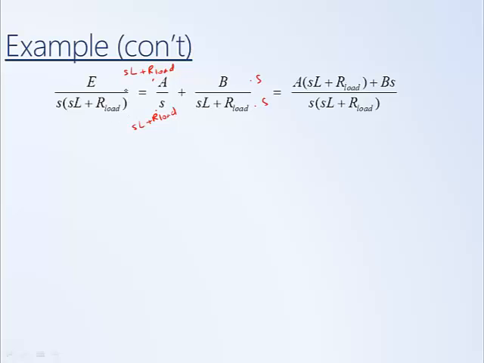Looking at the expression we have on the left and the expression we have on the right, the denominators are the same and the entire quantities are equal. Therefore, the numerators must also be equal. Looking at this, we in essence have one equation but two unknowns, since we don't know A and we don't know B. So we have E is equal to, if I distribute the A, plus B times S.